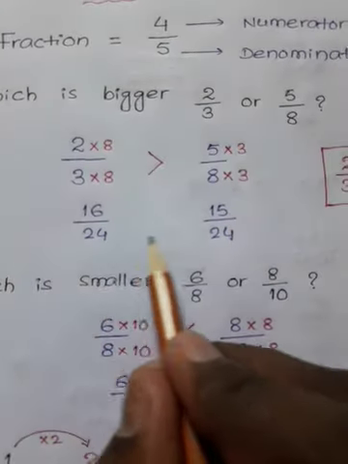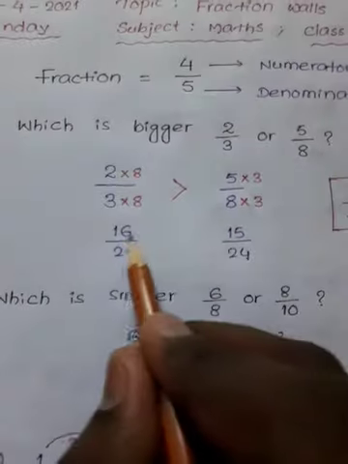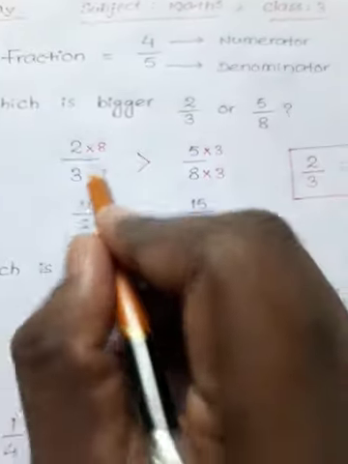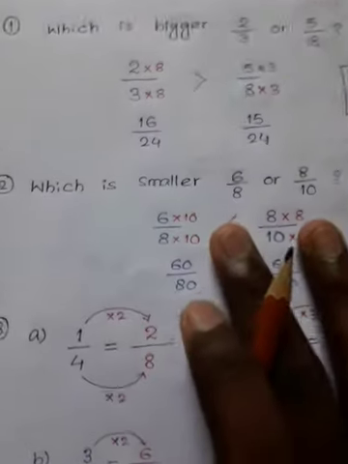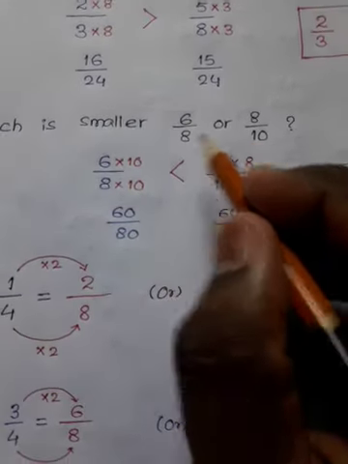Now look here, denominators are same. So 16 and 15. 16 is the bigger number. That means 2 over 3 is bigger. Okay. Similarly, now coming to the second one, 6 over 8, 8 over 10.